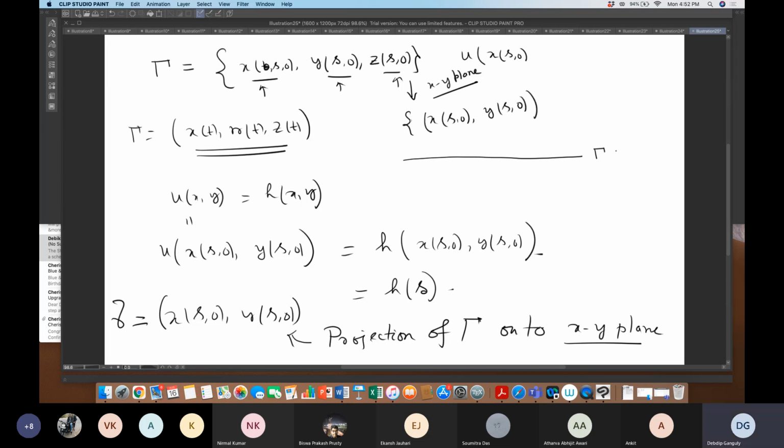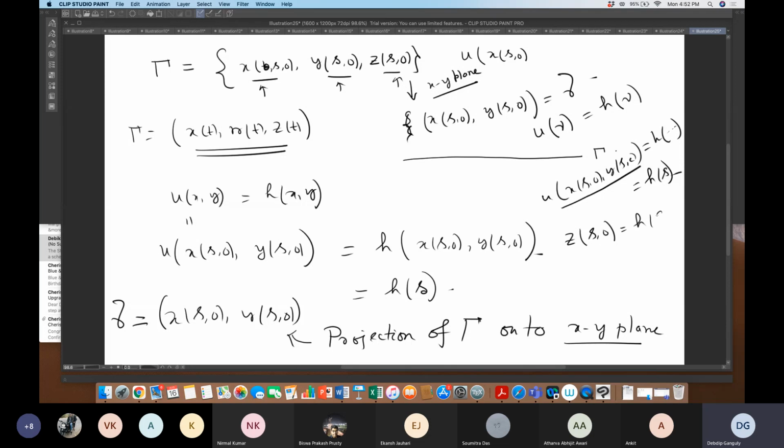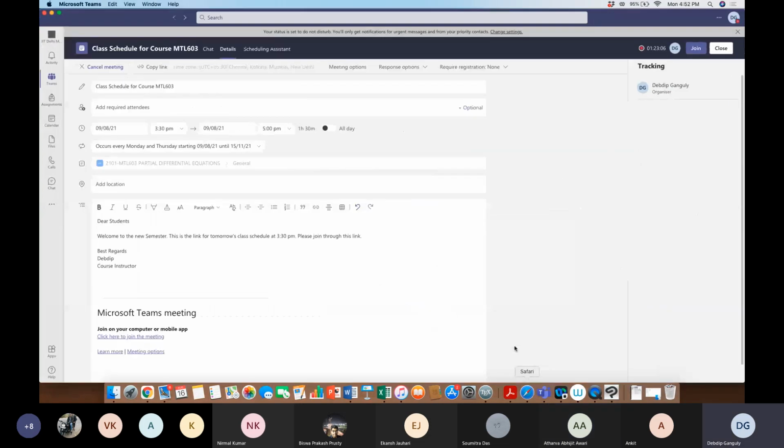It is 0 in the z variable. This is your gamma. Along that gamma, the initial condition is given. That is, u of gamma is given as h of gamma. That means u of x of s0, y of s0 is given as h of the same thing. I name it h of s. And what is u of x0, y0? Because gamma lies in the surface, that means z of s comma 0 is given as h of s. You understand? Clear? Okay, very good.